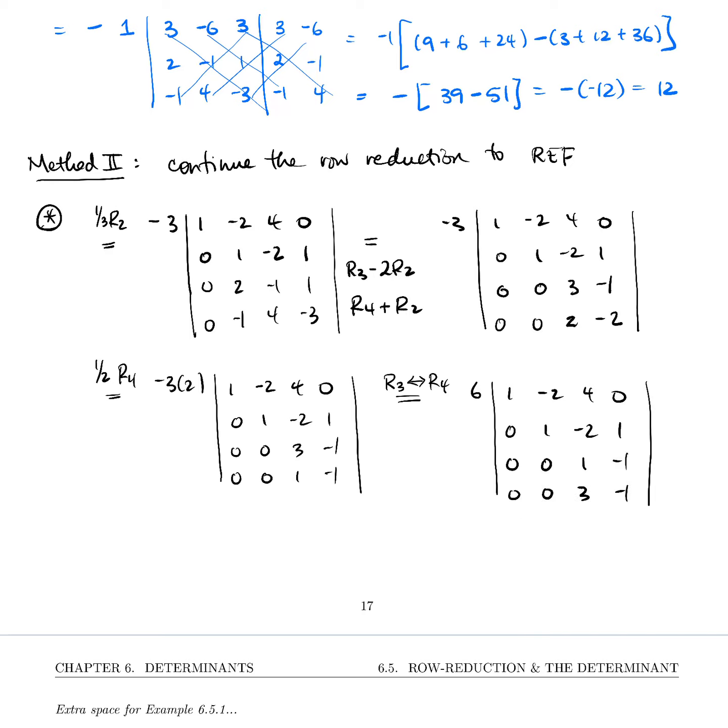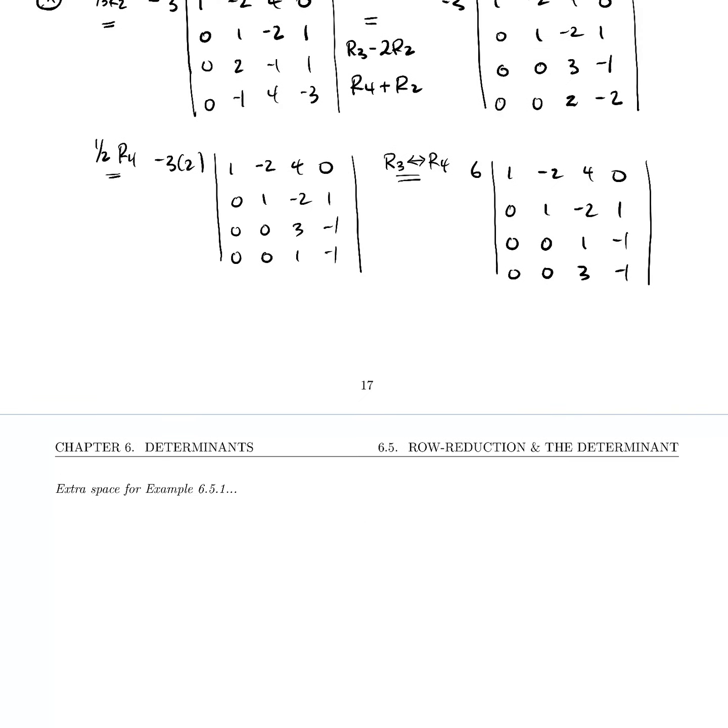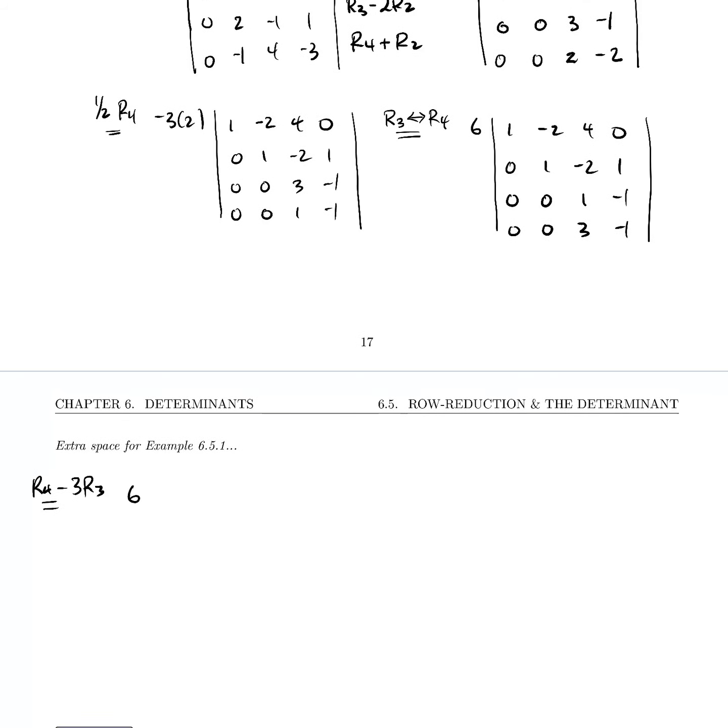So one thing left to do then is going to be to take this leading entry and zero down what's below it. So one last operation then will be row 4 minus 3 row 3. That's going to leave me with the same 6 on the outside, and then 1, minus 2, 4, 0, 0, 1, minus 2, 1, 0, 0, 1, minus 1, and 0, 0, 0, 2. Because, of course, this operation, adding or subtracting a multiple, doesn't change the determinant.